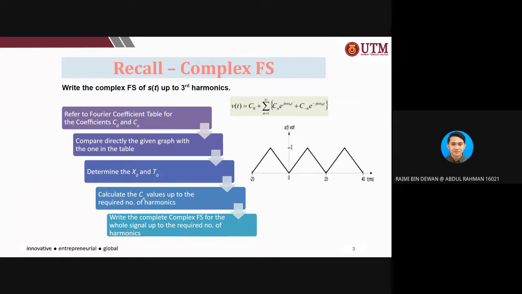Okay. So in the exam, the table is only given if it's needed. If not, you don't need to use it. So this is the hint. Compare directly the given graph with the one in the table. This is the second step.